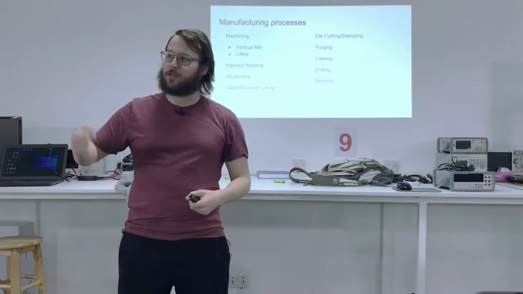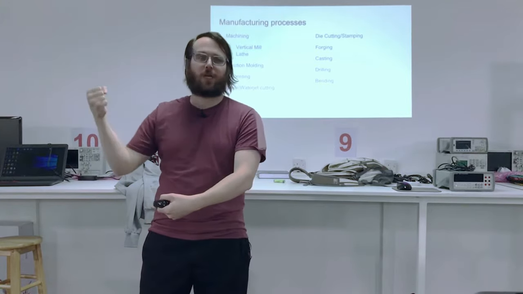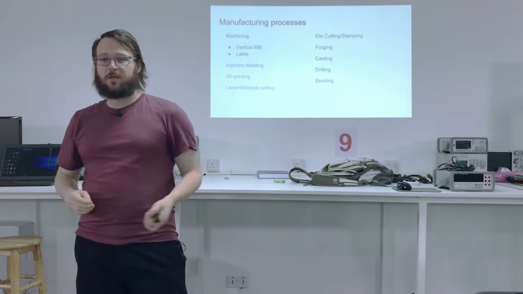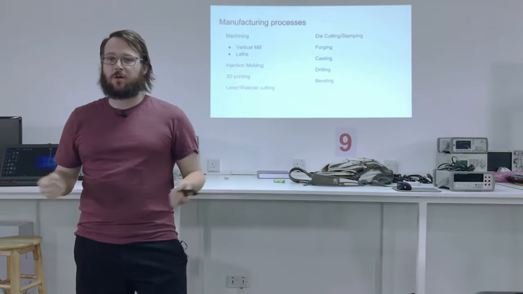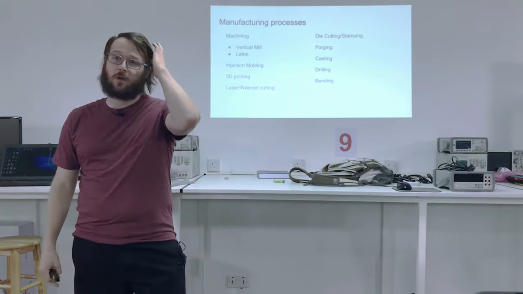A blacksmith also does forging. So if they're taking a piece of hot metal and hitting it with a hammer to change its shape, it's a process called forging. Casting is when you heat up liquid metal and pour that into a mold. Often the mold is made of sand impregnated with oil.